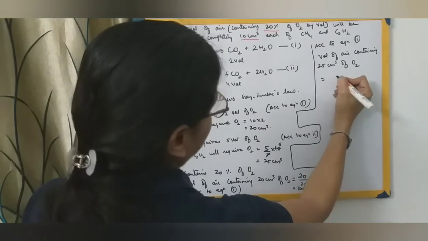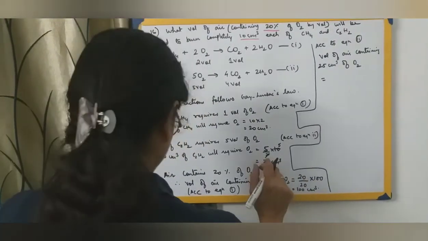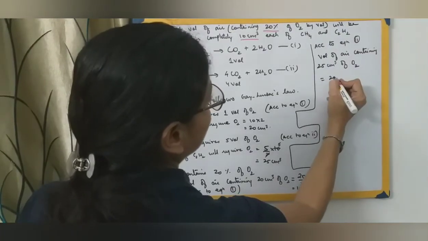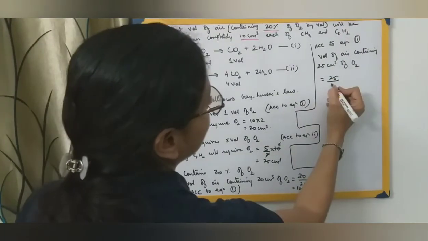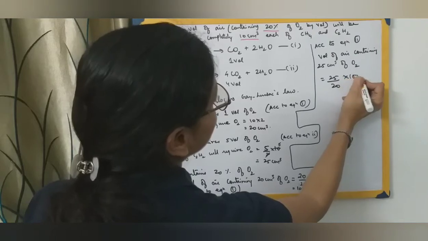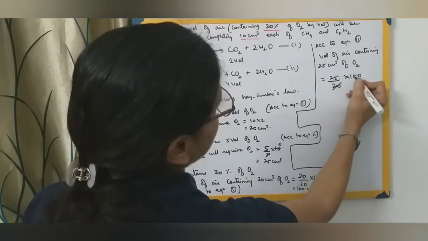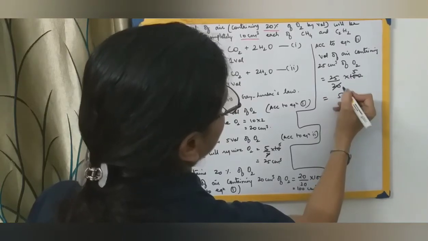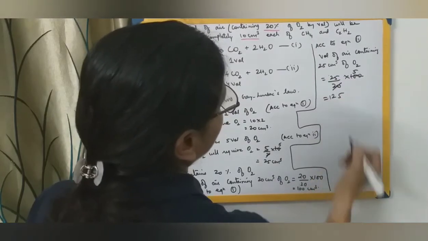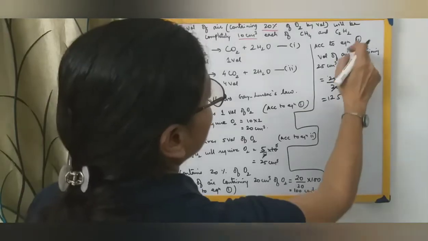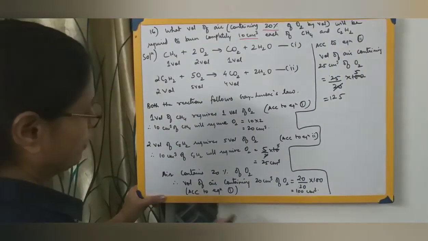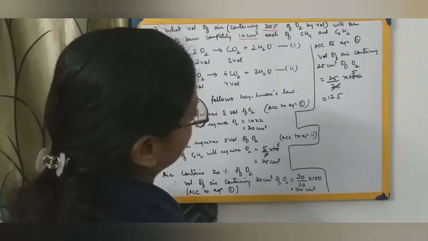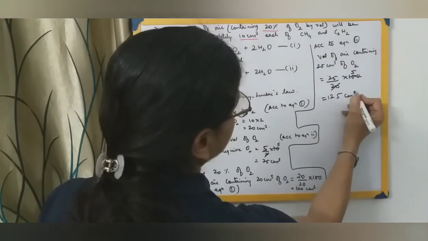What will we be doing? That will be 25 upon 20% so 20 into 100. So 20 ones are 20, 5s are 125. So according to equation 1, we are getting it as 100 cubic centimeter. According to equation 2, we are getting air as 125 cubic centimeter.